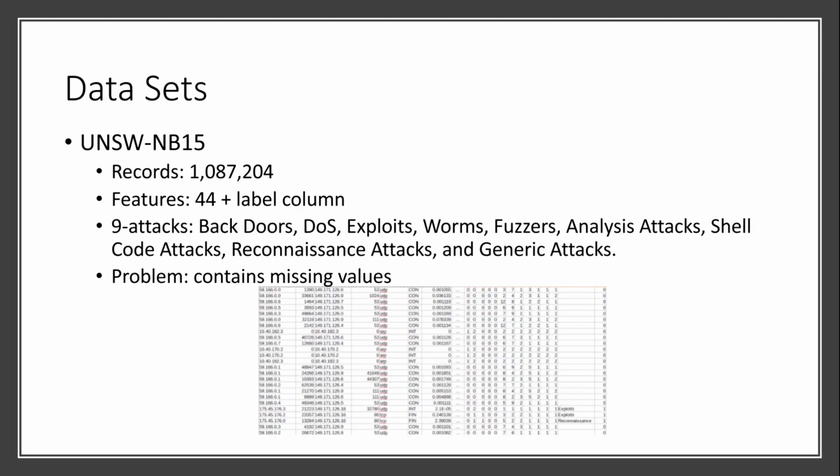The second dataset that we're going to cover is the UNSW NB15 dataset. This dataset contains over 1 million records and 45 features, including the label column. We decided to work with the UNSW NB15 dataset because it is created as a mix of modern real-world normal activities and attack behaviors that are synthetic and contemporary. And there are 9 attacks that are included in this dataset, which are backdoors, DoS, exploits, worms, fuzzers, analysis attacks, shellcode attacks, reconnaissance attacks, and generic attacks. And here are some samples of the features that will be trained and tested.